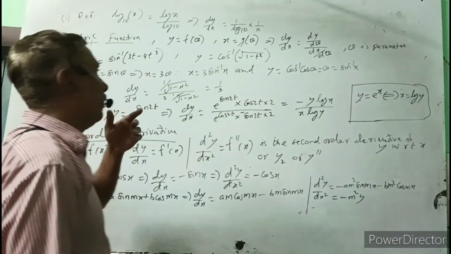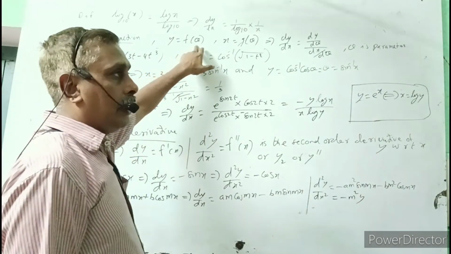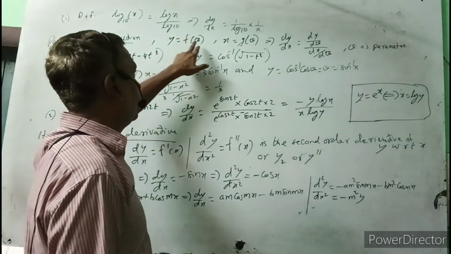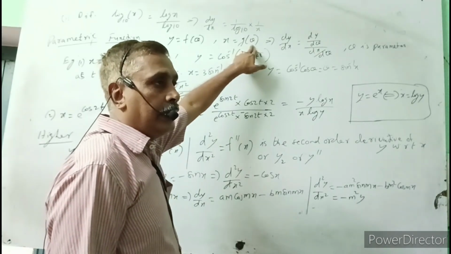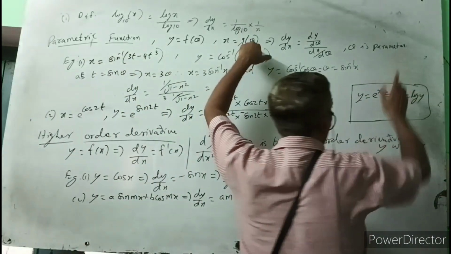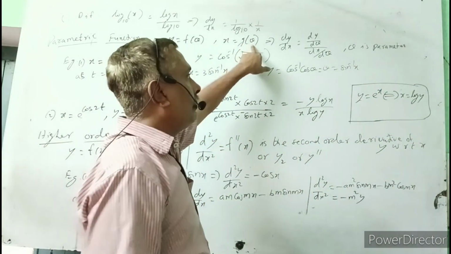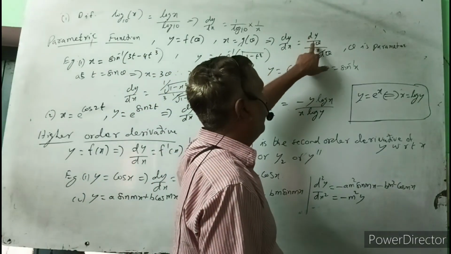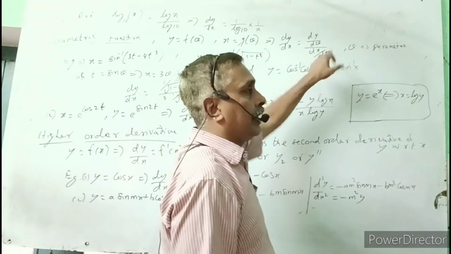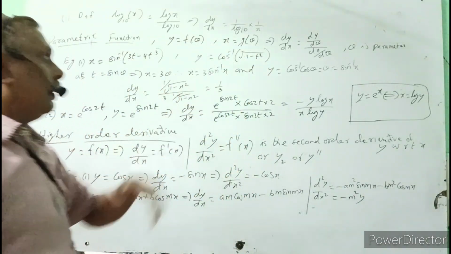Third variable is called a parameter. Here I took theta as a parameter, so y is a function of theta and x is another function of theta, where theta is a parameter. Parameter means variable itself. So dy by dx is equal to differentiate y with respect to theta divided by differentiate x with respect to theta. So we will get dy by dx.